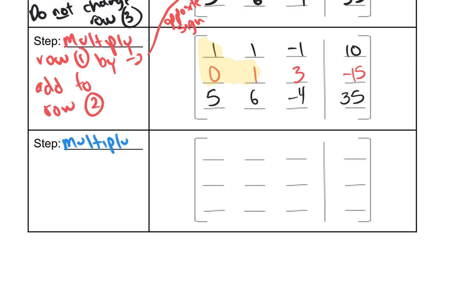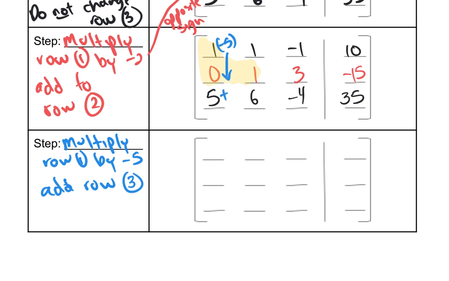Multiply. Okay, I need a 0 here. So I'm going to multiply the top row by -5. Again, it has to be the same number, opposite sign. That way I can add it to the row I'm trying to get the 0 on, which is row 3. So multiply and add. Multiply, add.